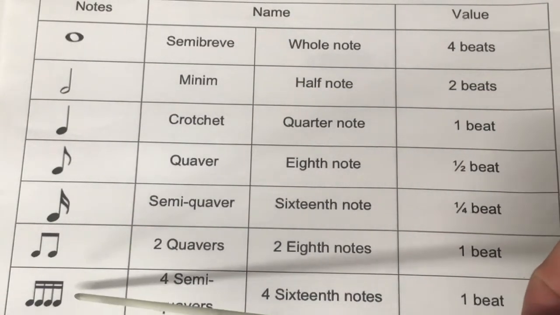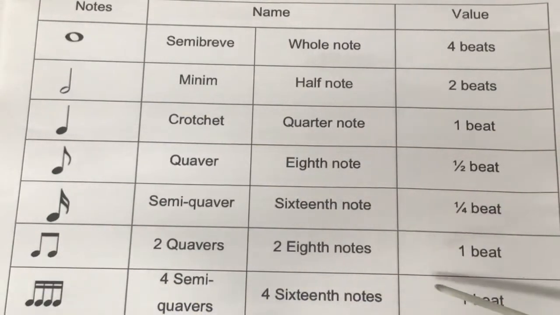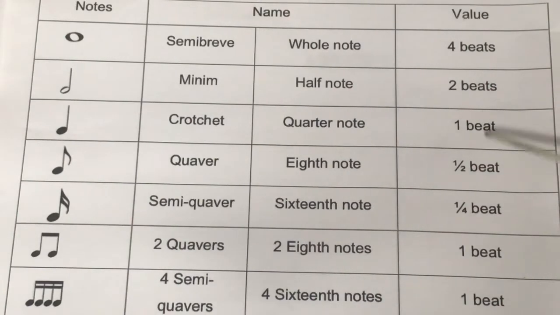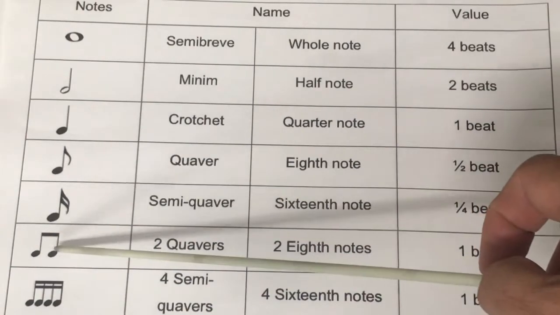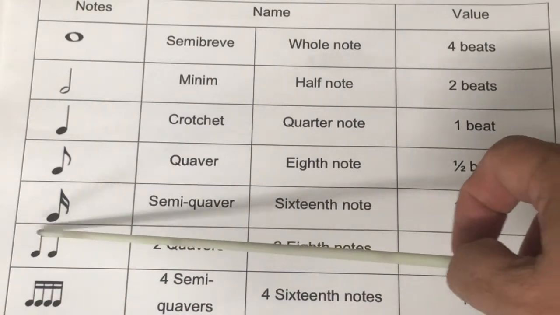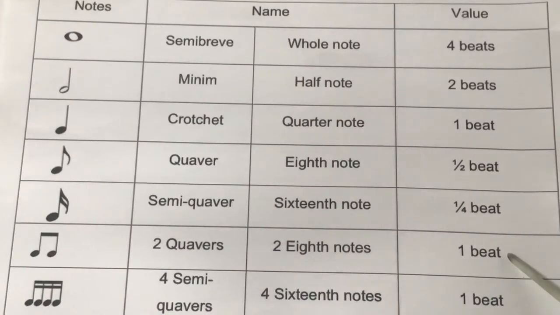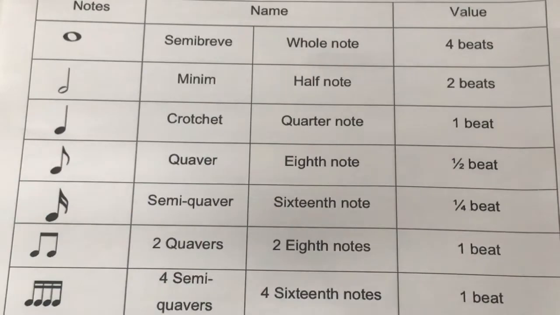So if you look right down the bottom here, 4 of them, normally joined by their tails, equals 1 beat. So 4 semiquavers equals 1. The quaver, with half of 1, so it's like a crotchet with a little tail. You need 2 of those, we just join the tails. 2 quavers equals 1 beat, which is the same as the crotchet.